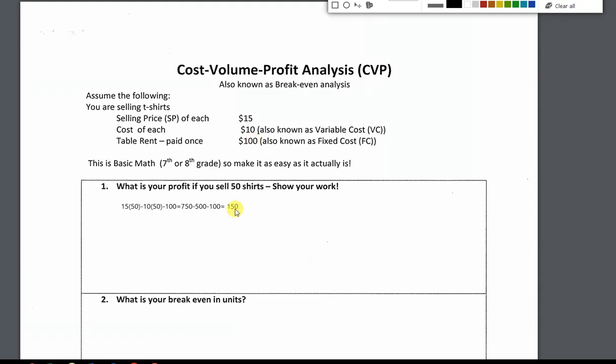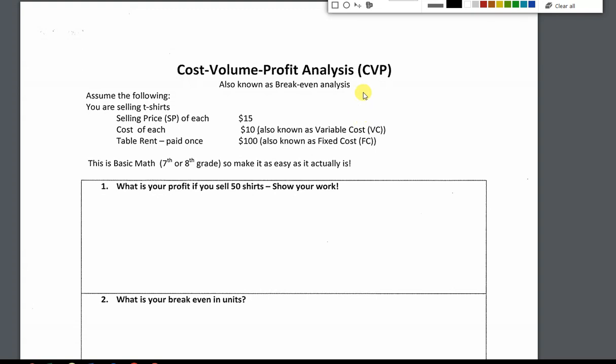So that gives me $150. Again, 15 times 50 is the 750. 10 times 50 is the 500. Subtract my $100 of rent, and I get $150. Hopefully you tried this before you listened to me. If not, hopefully you're getting it very easily. But I could have done 5 times 50 is 250 minus 100, simply because I know I make $5 on each of them.